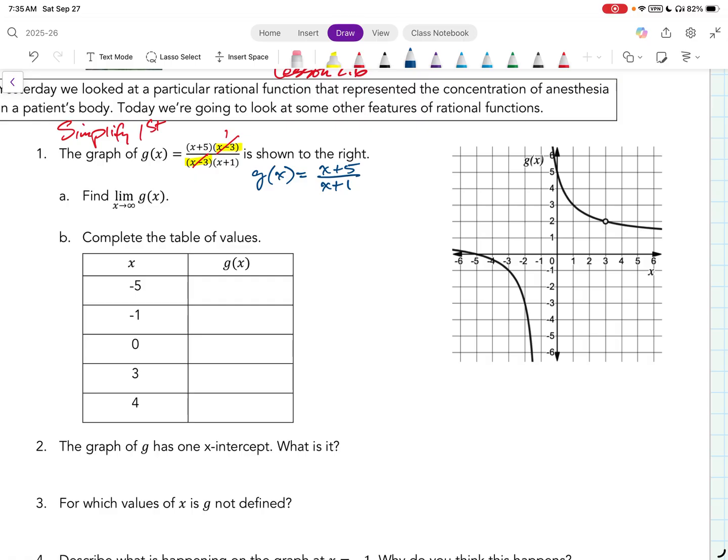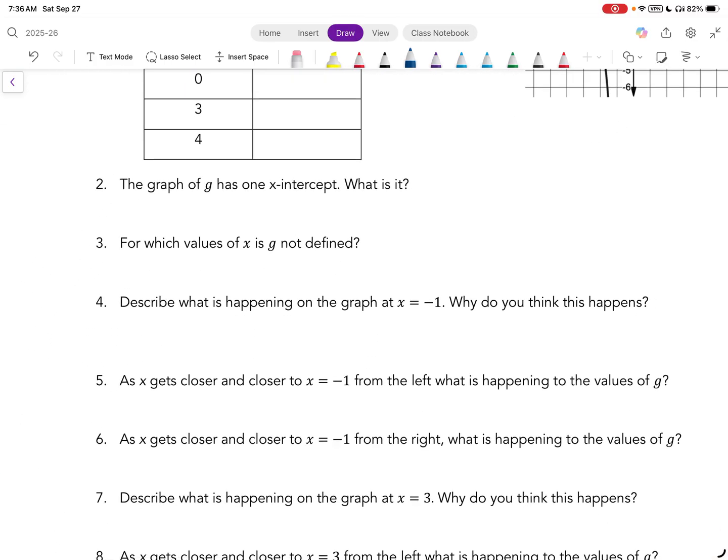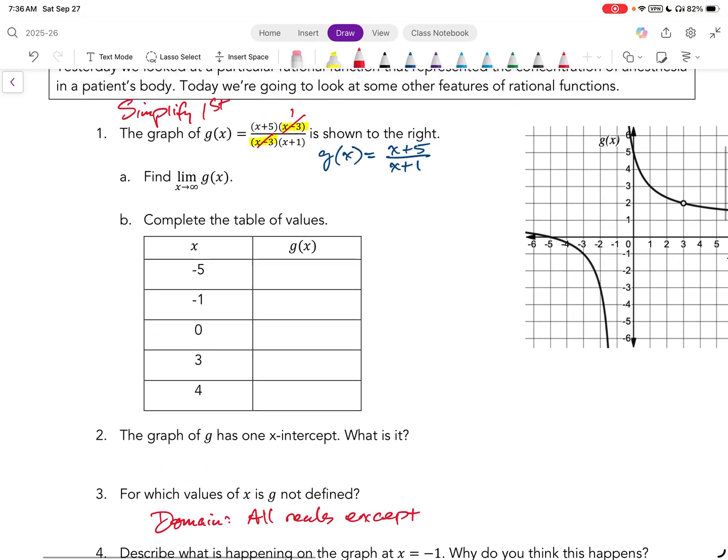Now notice in the very beginning, I'm going to skip to number 3 here and just talk about the original function here, g of x. It says for what values of x is g not defined. Okay, this tells you about the domain. So let's go down here. We want to figure out what the domain is. It's all reals except where it's undefined. Okay, so the domain here is all reals. You can substitute any real number in there. So all reals except where it's undefined.